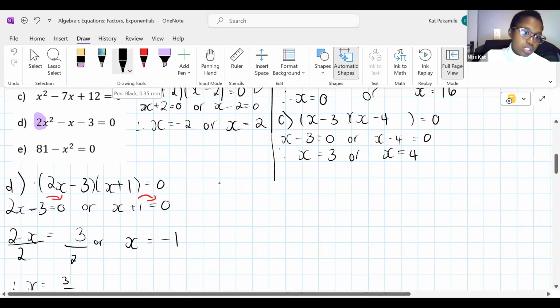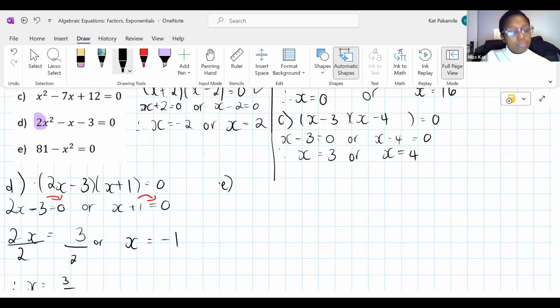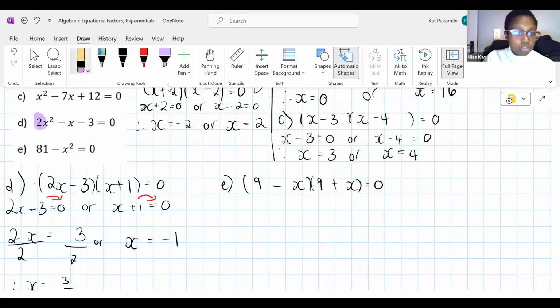Let's go for it. So first of all, I think it's the difference of 2 squares. So let's solve it. To get to 81 is 9 times 9. And then x is x times x, which is x squared. I think it stays like that. Yeah, that's correct. So we've factorized.